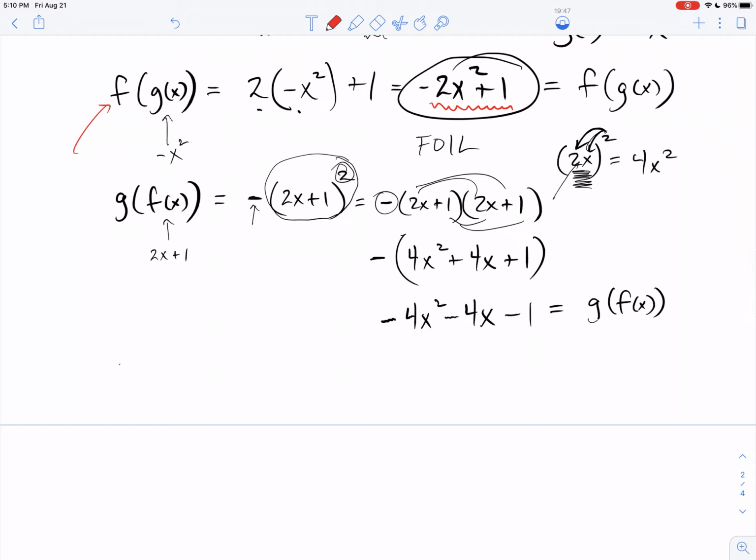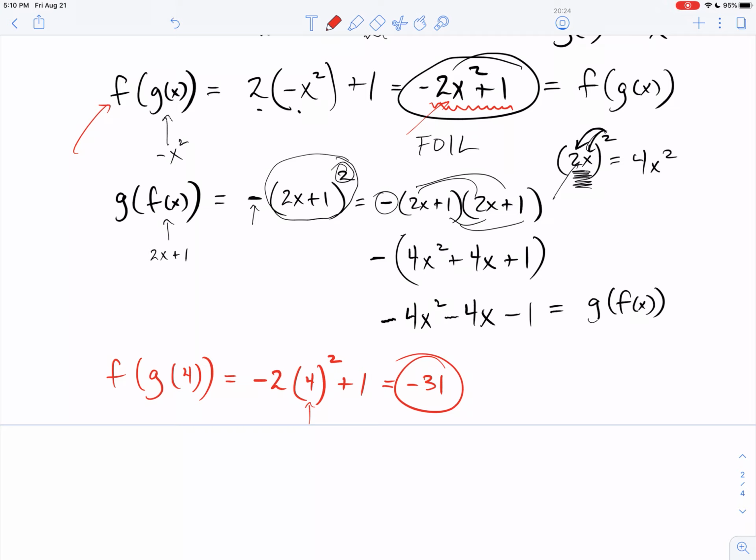I am going to ask you, what do you think f of g of 4 would equal? I don't know. But what does it mean? It means plug a 4 into the x. So f of g of 4 would mean negative 2 times not x, but 4 squared plus 1. Order of operations, 4 squared, I do that first, I get 16, times negative 2, I get negative 32, plus 1, I get negative 31. That would be the result of f of g of 4.